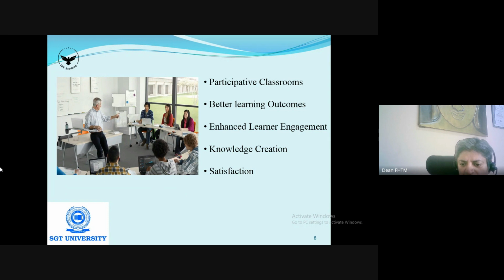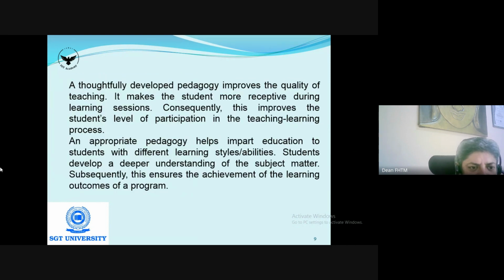This can happen with any topic, any subject, especially in case studies. When you ask the students to come up with their opinions, they can come up with solutions which have not yet been thought of before. So that is where we focus on knowledge creation, which is also one of the higher level thinking skills of Bloom's taxonomy. I think I will be discussing that in the coming slides. Please, next slide. Yeah.